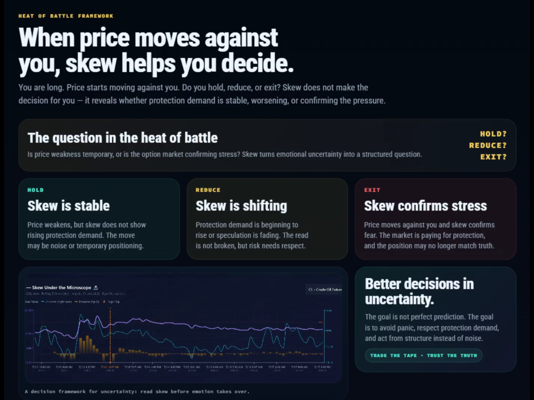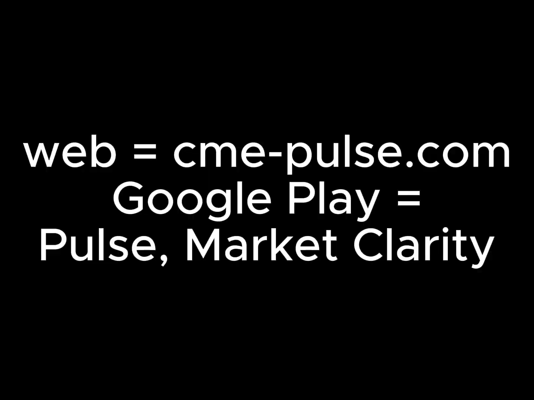Again, price tells us what has happened. Skew may help us understand what market participants are becoming concerned about. And sometimes that additional layer can be incredibly valuable. At Pulse, our objective isn't to predict every market move. It's to provide additional context and build frameworks that help traders make better decisions under uncertainty.